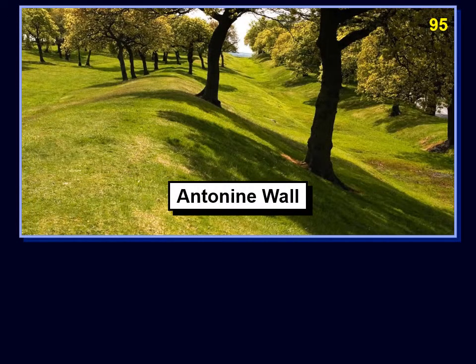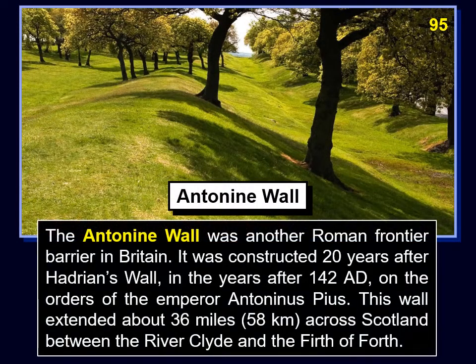The Antonine Wall was another Roman frontier barrier in Britain. It was constructed 20 years after Hadrian's Wall, in the years after 142 AD, on the orders of the Emperor Antoninus Pius. This wall extended about 36 miles, 58 kilometers, across Scotland between the River Clyde and the Firth of Forth.